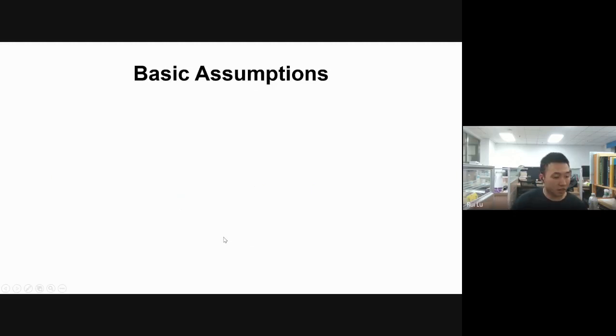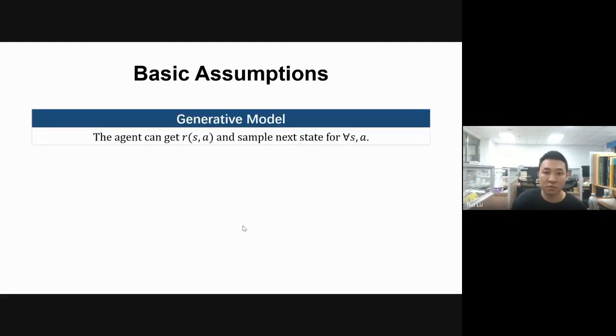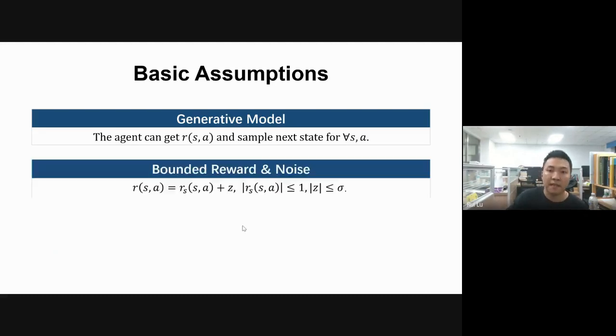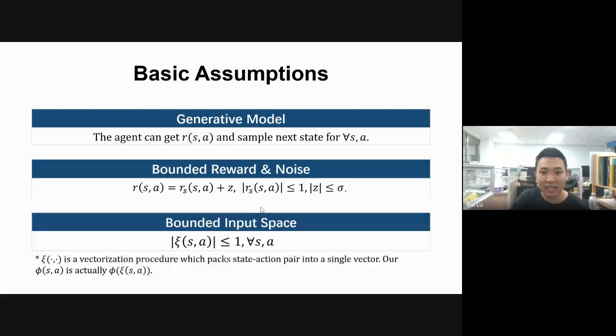Now we are going to talk about some basic assumptions that we used in our work. The common assumptions are: first, we assume that the agent has a generative model, which means it can get the reward of any state-action pair and sample one next state from the transition dynamics. Second is the bounded reward and noise, which means at each level the reward is bounded by 1, and the noise of the reward is bounded by some parameter sigma. For a deterministic task, sigma is 0. And the third one is the bounded input space.